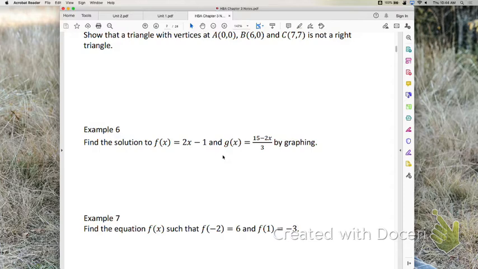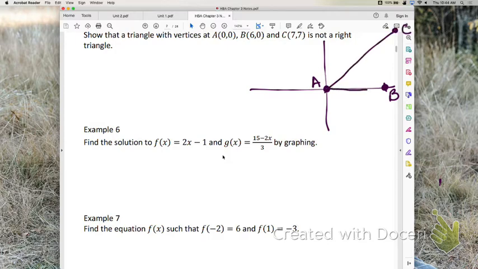If I said I've got these 3 points, and you don't have to graph this, but visually speaking, here's A, here's B, C is 7, 7. That would be out here. This would be what my triangle would look like. My triangle's made up of 3 lines. I have the line from A to B, the line from B to C, and the line from A to C, right? So I could just find all 3 slopes, right?